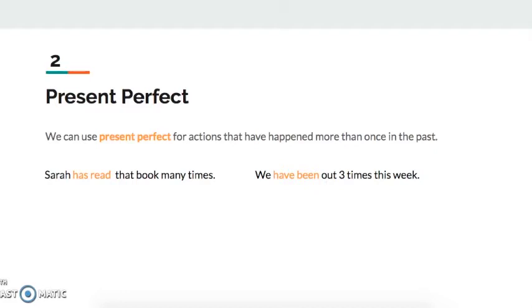Can you see the slight difference between these two sentences? Well, the first sentence tells you how often. In general, Sarah has read that book many times. In general. But the second sentence is a bit more specific. It says that we have been out 3 times this week, so it's giving you a specific number. So on these occasions, we would use the present perfect to describe an action that has happened more than once in the past.